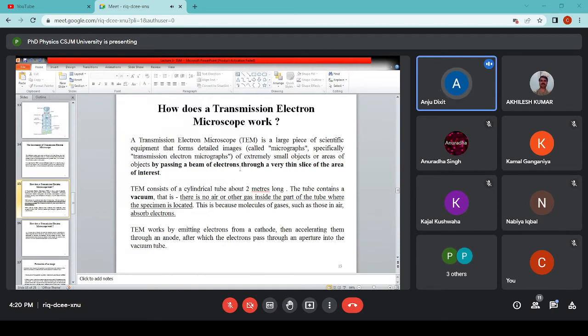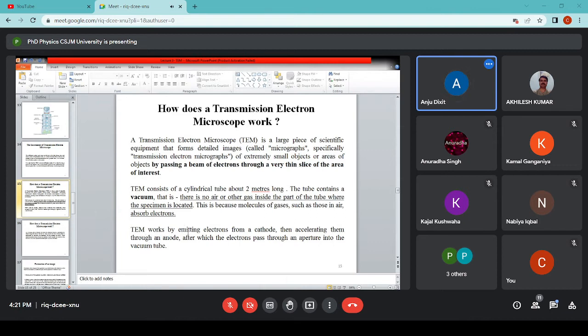Specifically, transmission electron micrograph of extremely small objects or areas of objects by passing a beam of electrons through a very thin slice of the area of interest. So TEM consists of a cylindrical tube about 2 meters long. The tube contains a vacuum. Vacuum means there is no air or other gas inside the part of the tube where the specimen is loaded, where we have our sample holder or specimen holder. This is because molecules of gases such as those in air absorb electrons.